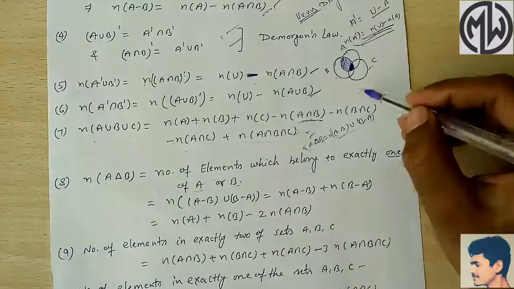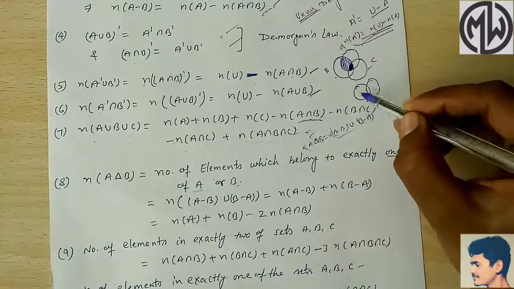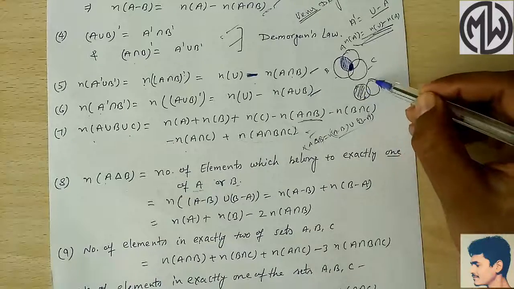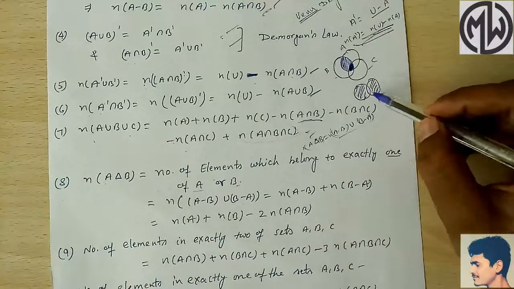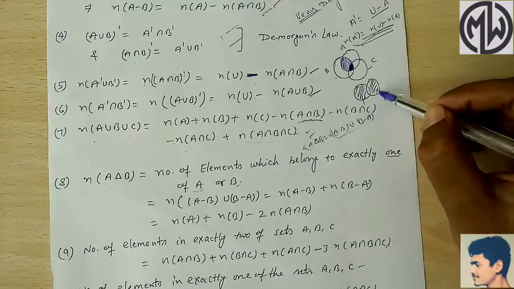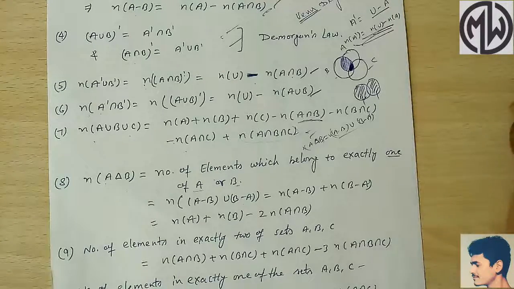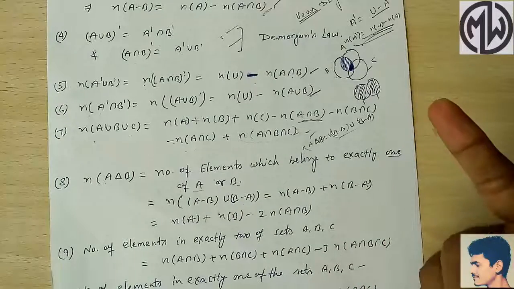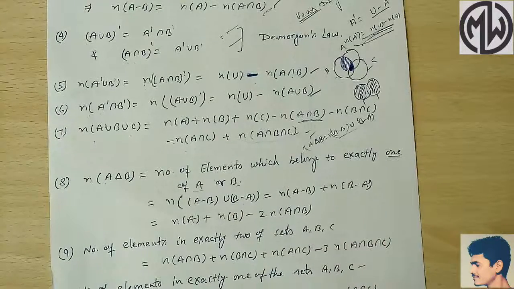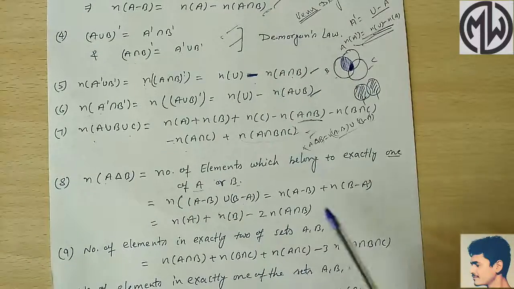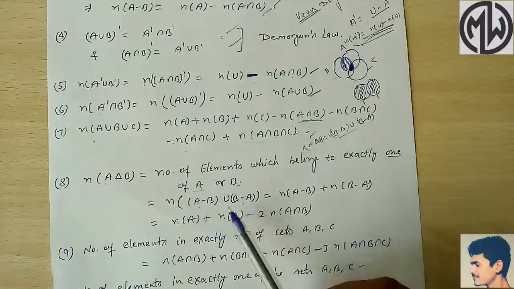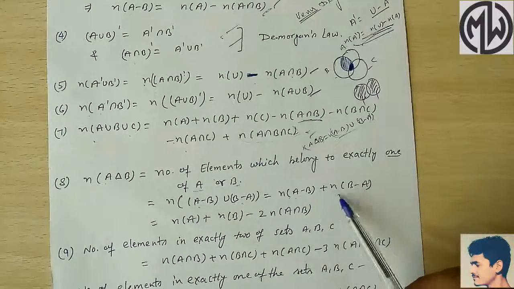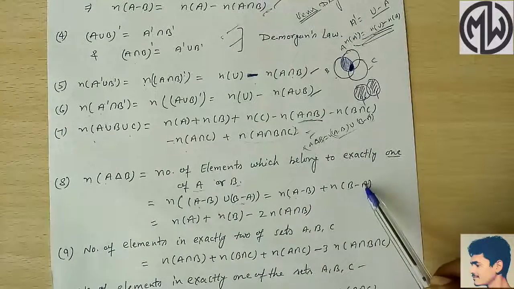A minus B, this is our A part, this is our B part. A minus B is this part, B minus A is this part. Obviously we can see that these two sets are disjoint sets. So by the second property, n of A union B is equal to n of A plus n of B. So n of the symmetric difference is n of A minus B plus n of B minus A.